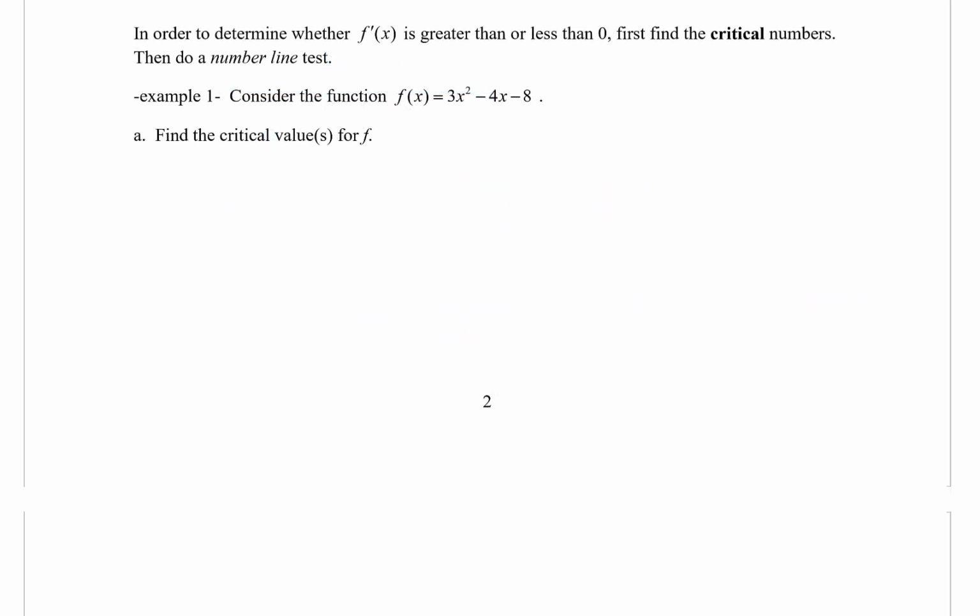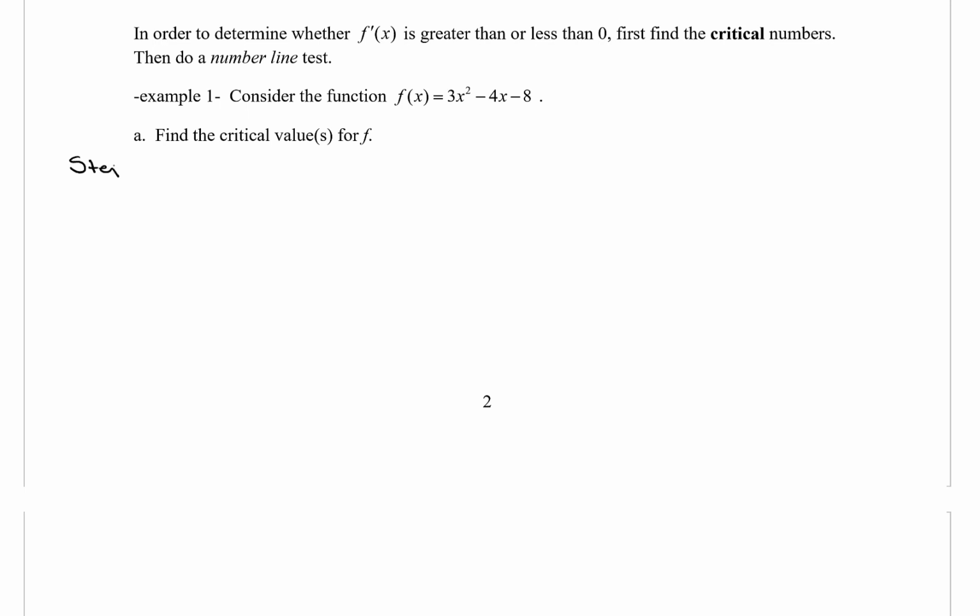In order to determine whether f prime of x is greater than or less than 0, first find the critical numbers. Then do a number line test. Example 1. Consider the function f of x equals 3x squared minus 4x minus 8. A. Find the critical value or values for f.